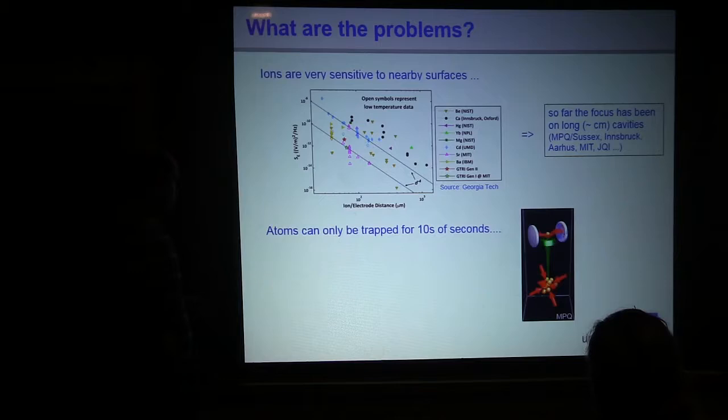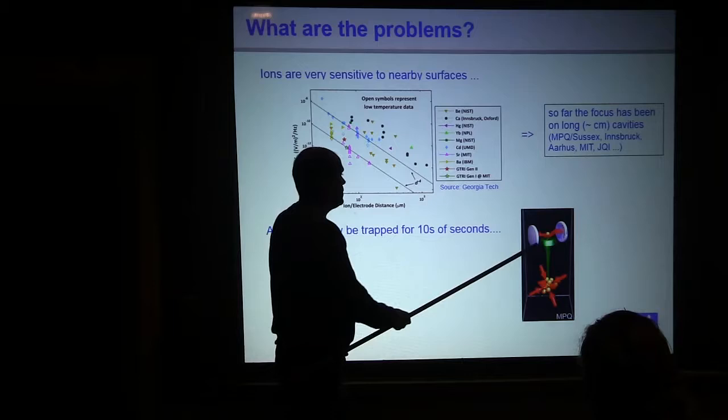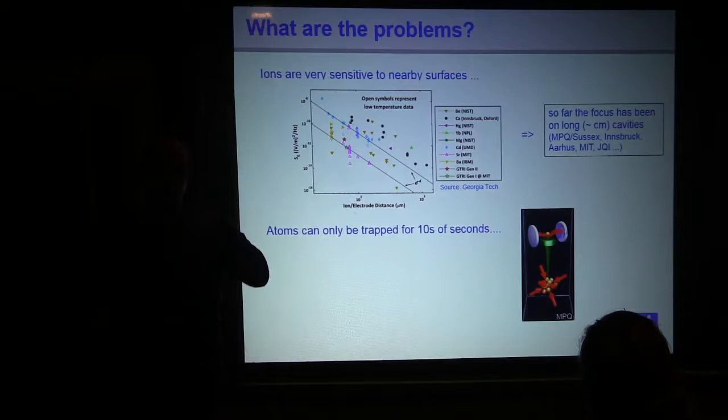On the other hand, if you want to do this with atoms, of course you don't have the problem with the dielectric surfaces, because the atoms are neutral. However, the lifetime of an atom in such a high-finesse cavity is only on the order of tens of seconds. So after a short while, the atom is gone, simply because the trapping potentials are not as deep as in ion chips.